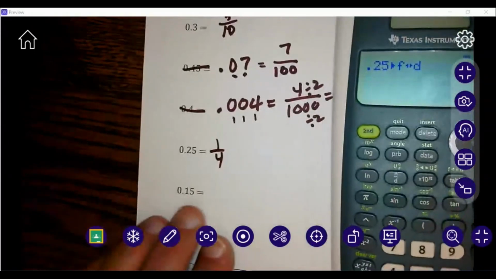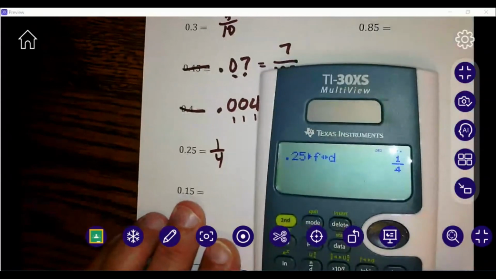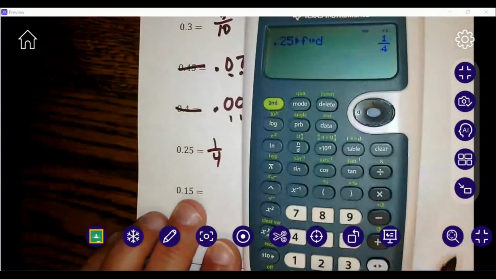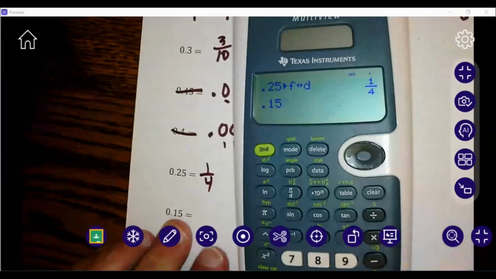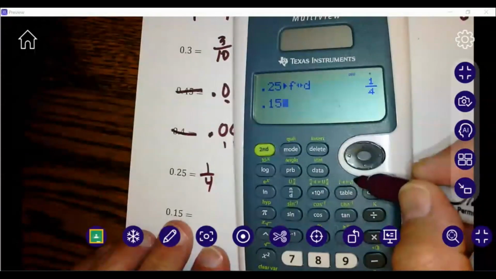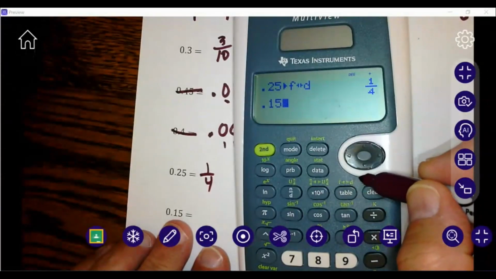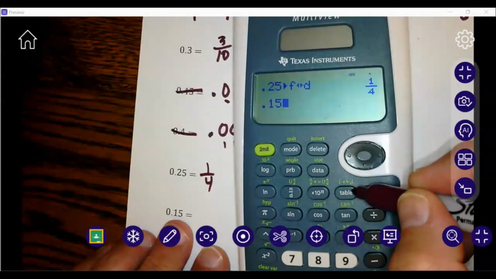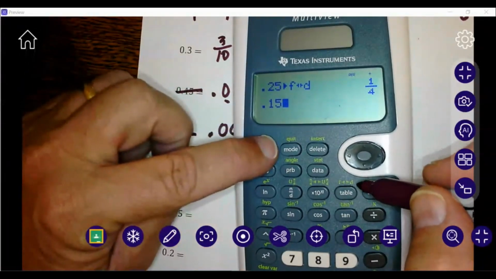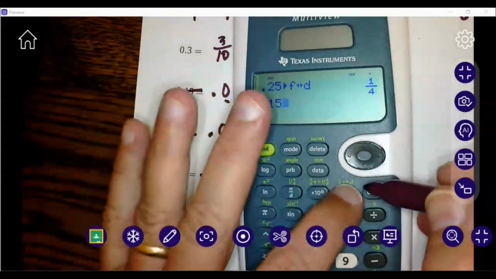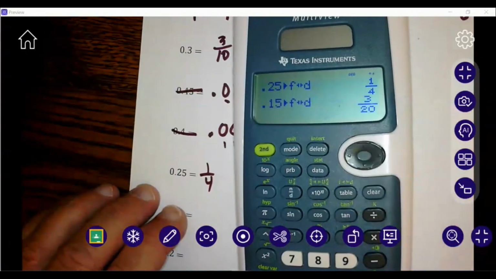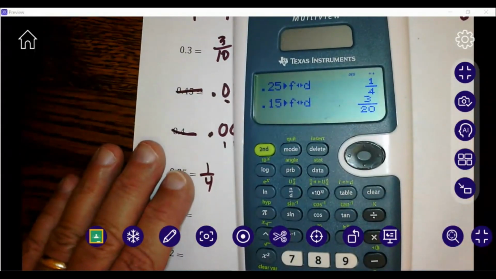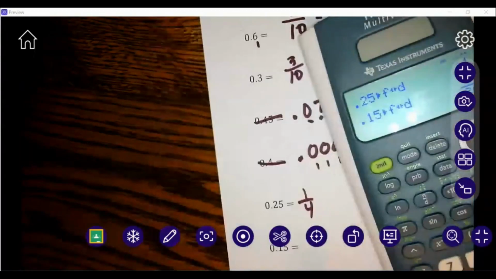Okay, let me do another one. 0.15. So on my calculator, I would hit 0.15, and then the key that I'm going to hit is this one in green, F arrow D. But since it's above the table key, I have to hit the second button, and then I hit the table key, and it puts that up on the screen. And when I hit enter, it tells me that that is 3/20, already reduced for me.